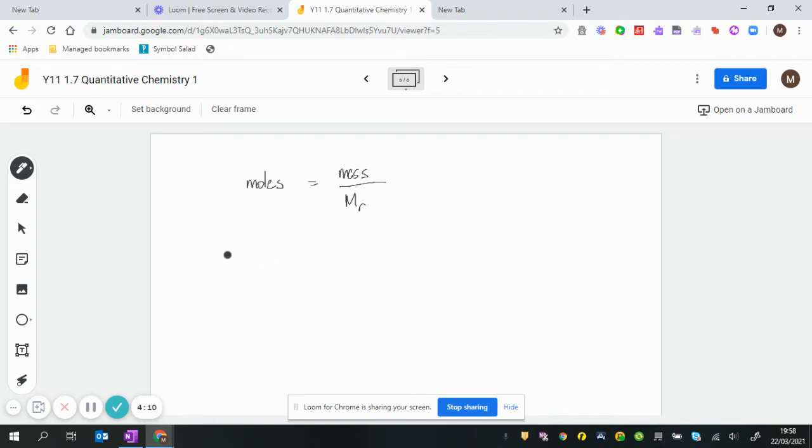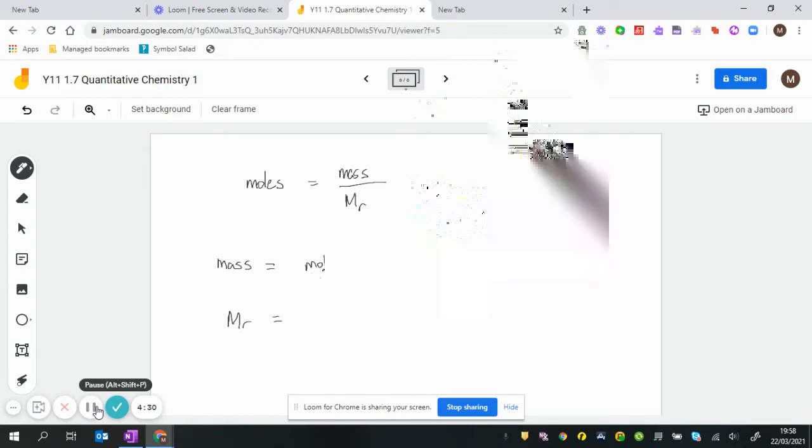So what I want you to do is, again, pause the video and rearrange the equation to get mass. If you want mass on the left, what do you have on the right-hand side? And lastly, rearrange the equation to get MR. So pause the video at this stage and rearrange the equation to get those 2 expressions.